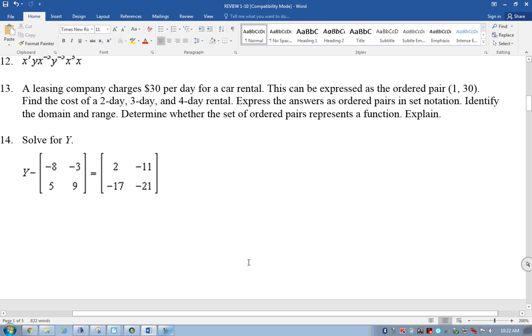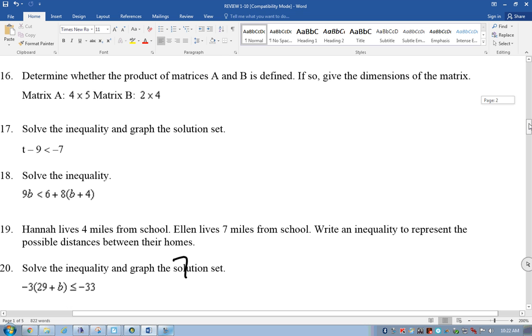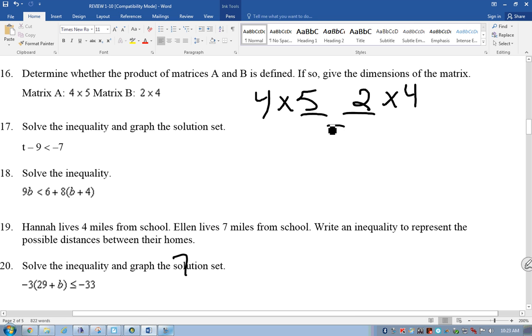Number 16. Determine whether the product of matrices A and B is defined. If so, give the dimensions of the matrix. A is a 4 by 5 and B is a 2 by 4. Can I multiply A times B? No, because we've got 2 and 4. This 5 and 2 do not equal, so that cannot be multiplied. So no, it cannot be done. That was 16. We need 19.